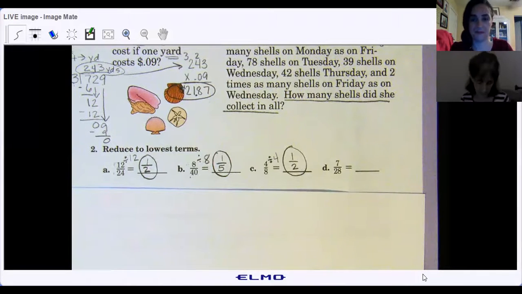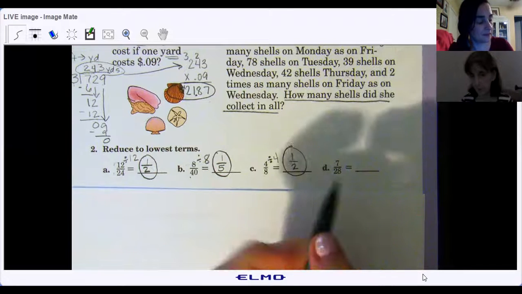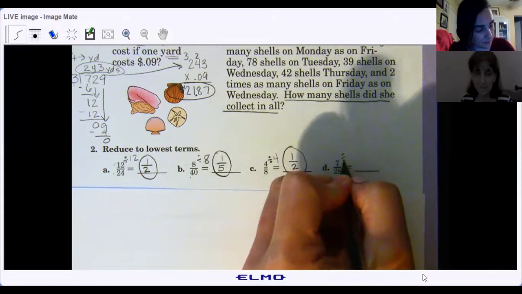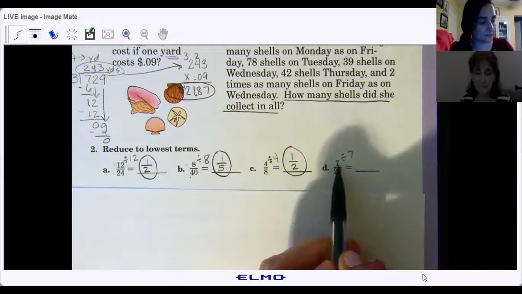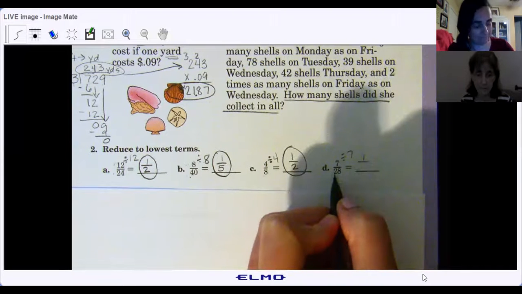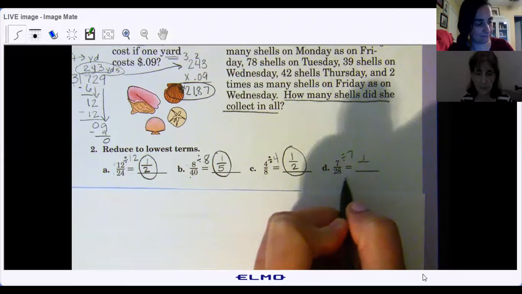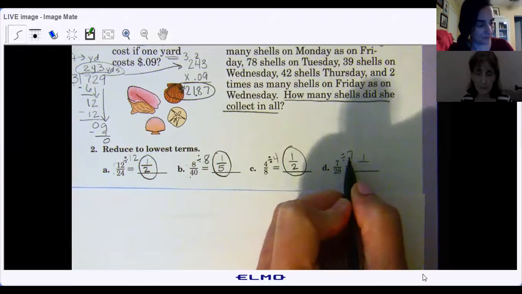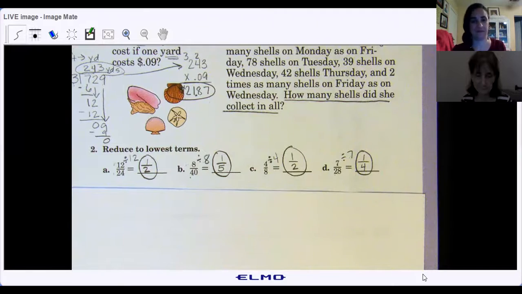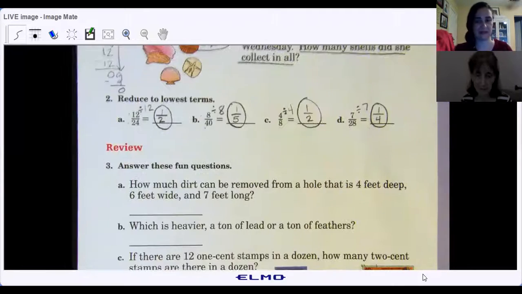All right, let's look at the last one. Try the numerator again. We're getting lucky with numerators today. All right, 7 divided by 7? Yes. 28 divided by 7? Yes. 7 divided by 7 is 1. 28 divided by 7 is 4. So your answer is 1/4. And you're going to circle that.